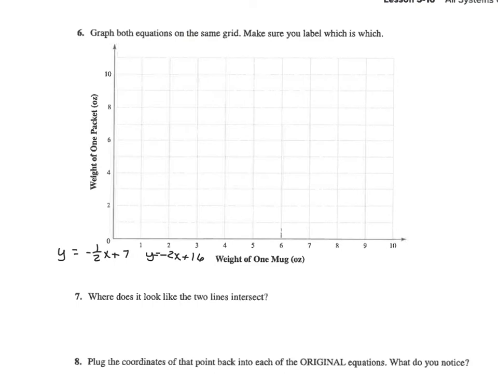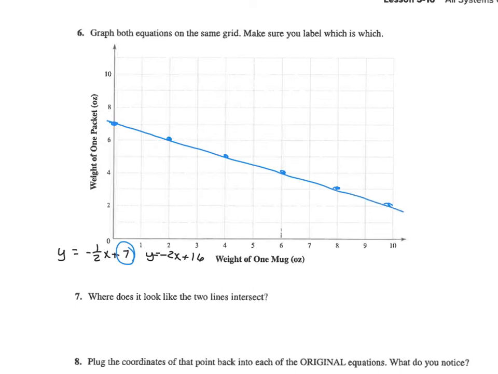Okay, so with our first equation, we had points (2, 6), (4, 5), (6, 4), (8, 3), and (10, 2). And I would pretty much say that we could go ahead and plot (0, 7) because that's clearly the y-intercept there.